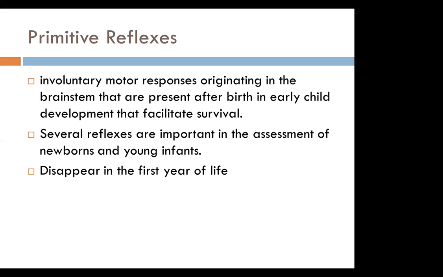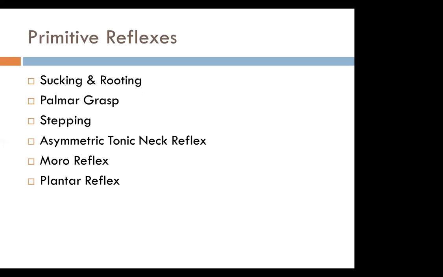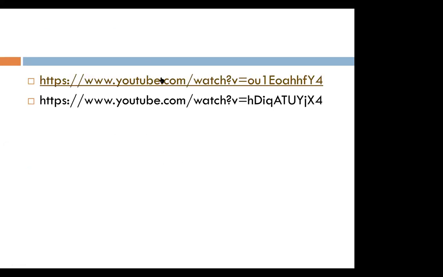What it means by facilitating survival is like the sucking reflex. Why do you have a sucking reflex? So that the baby knows how to drink milk from the mother. Examples would be sucking and rooting, palmar grasp, stepping reflex, asymmetric tonic neck reflex, Moro reflex, and plantar reflex. The first 5 should disappear by about 6 to 9 months. So if it's still present after 6 months, then you have to be worried about it.